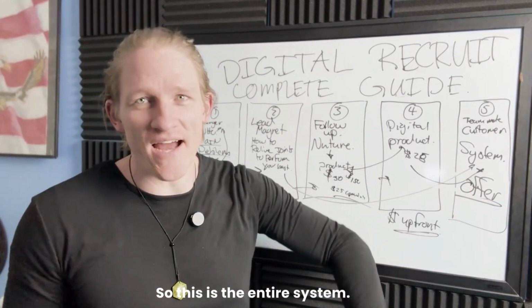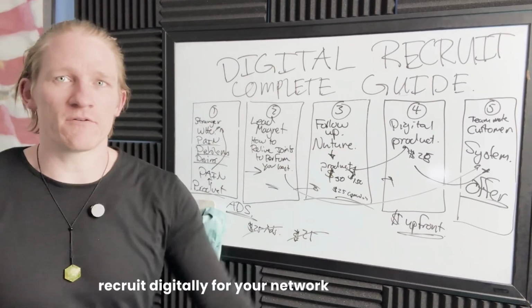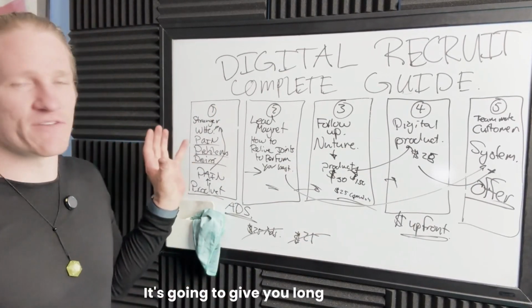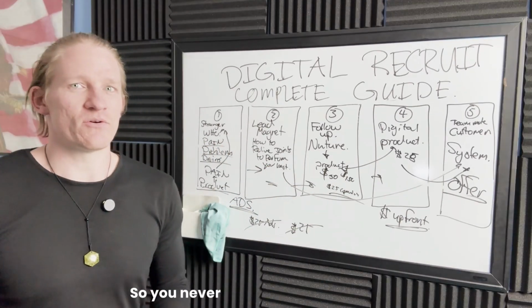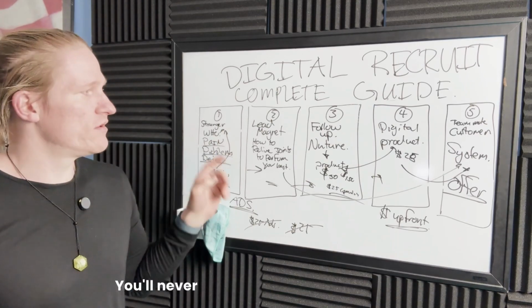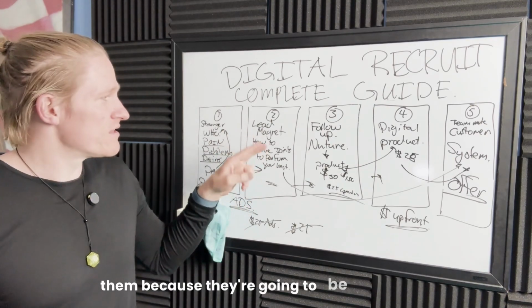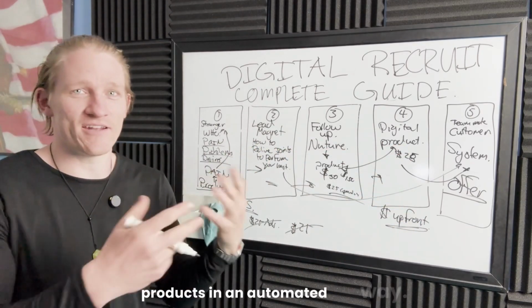So this is the entire system. This is all you need to be able to recruit digitally for your network marketing team opportunities. It's going to give you long-term growth and success as a network marketer. So you never will run out of people. You'll never have to recruit them or get rejected by them because they're going to be reaching out to you. They're going to be buying these products in an automated way.